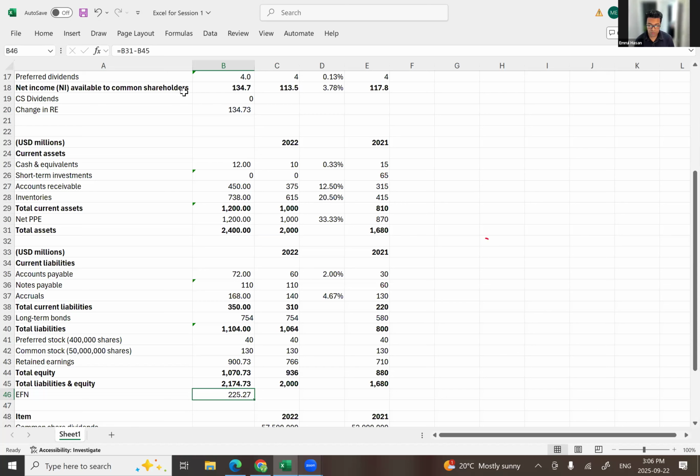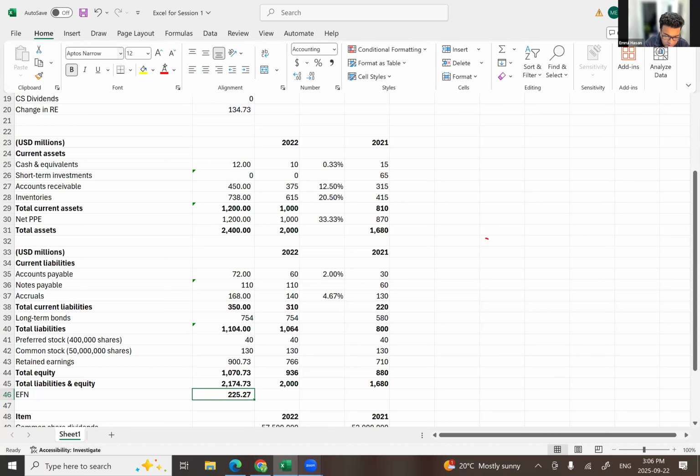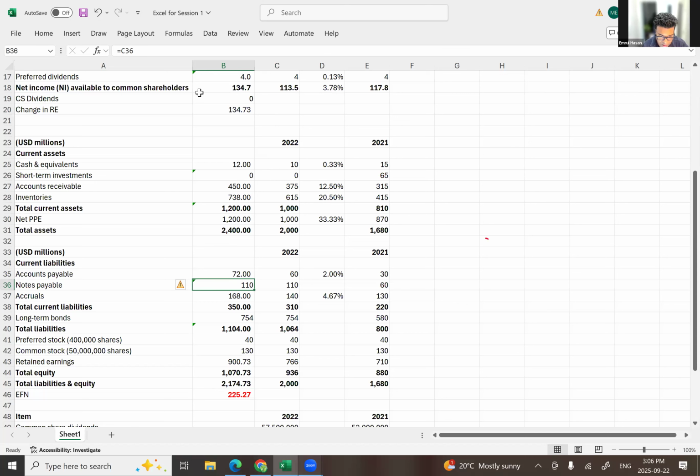I don't know the notes payable or anything. If it was negative, I'll tell you what to do. But if it's positive, that means you need more money. I'm going to make it bold and red. The main idea is if I want to balance, you could just go here, notes payable, do this last year plus 225.27.